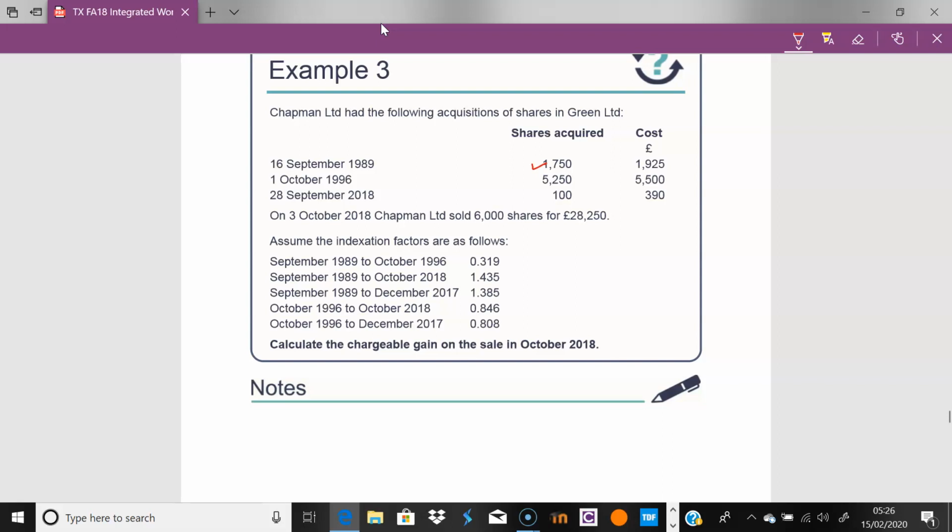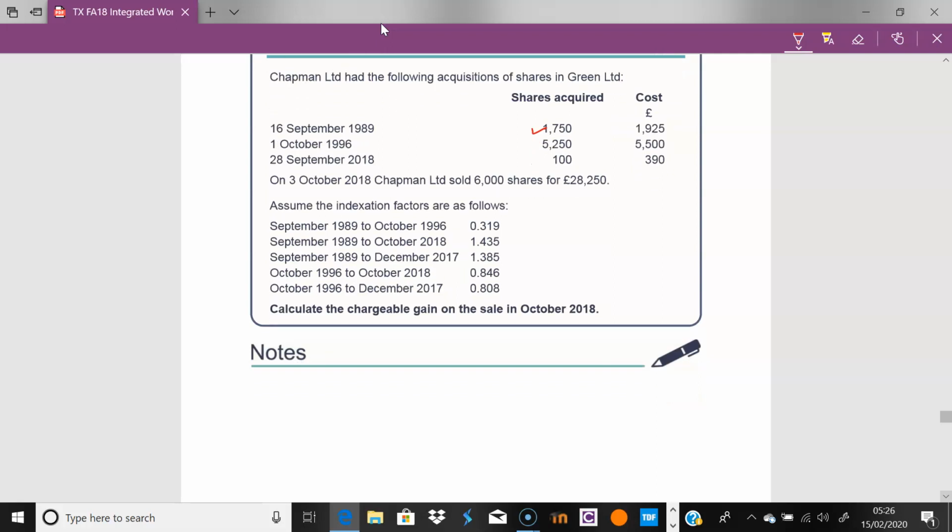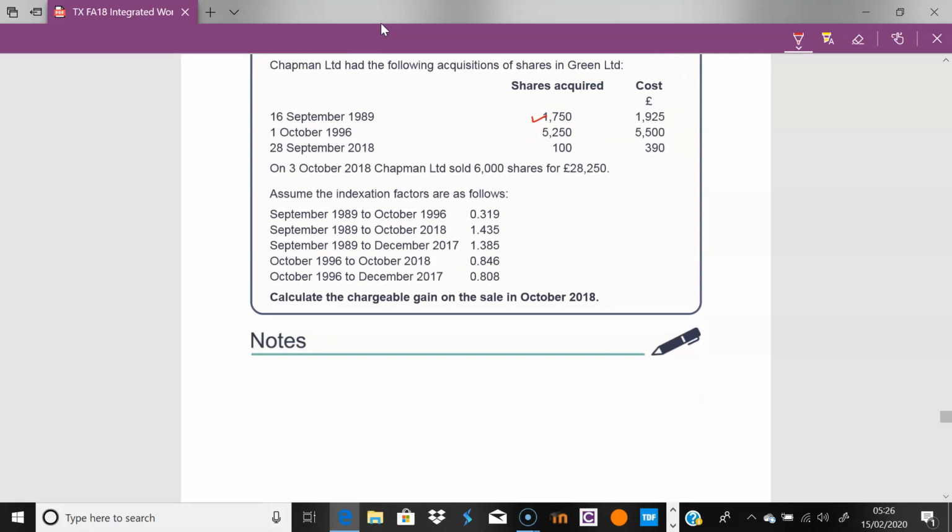Okay. So I'm just going to have here number, cost, index cost, and shares acquired. So we have 1750, but I might not even follow this. I just want to show you what's really happening. So you have 1925, and I guess you accept that on the very first day, because these are our first set of shares, 16th of September 1989.